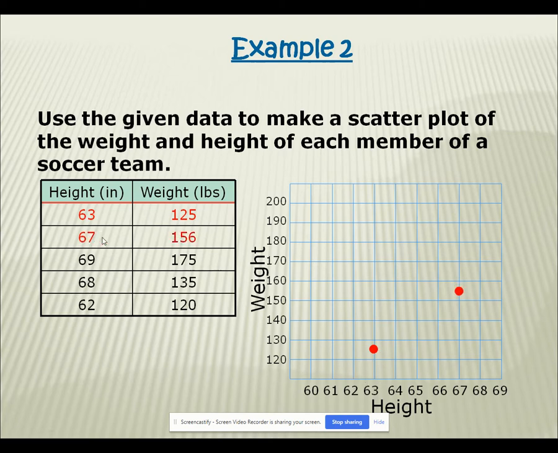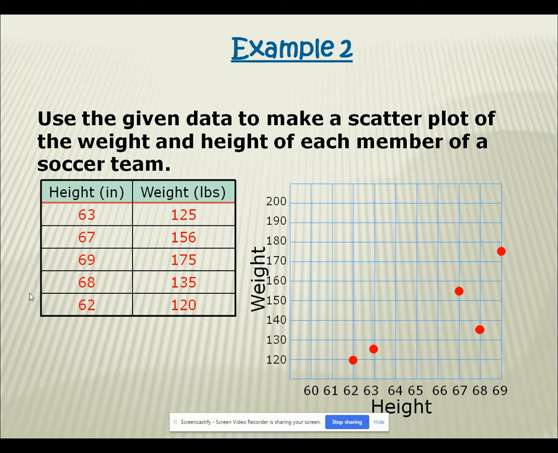All right, so 63, over 63 up to 125. Then we have our next point, 67, 156. So over 67 up to 156. 69, 175. So we go over the 69 up to 175 and so on. So you just plot your points on the graph.